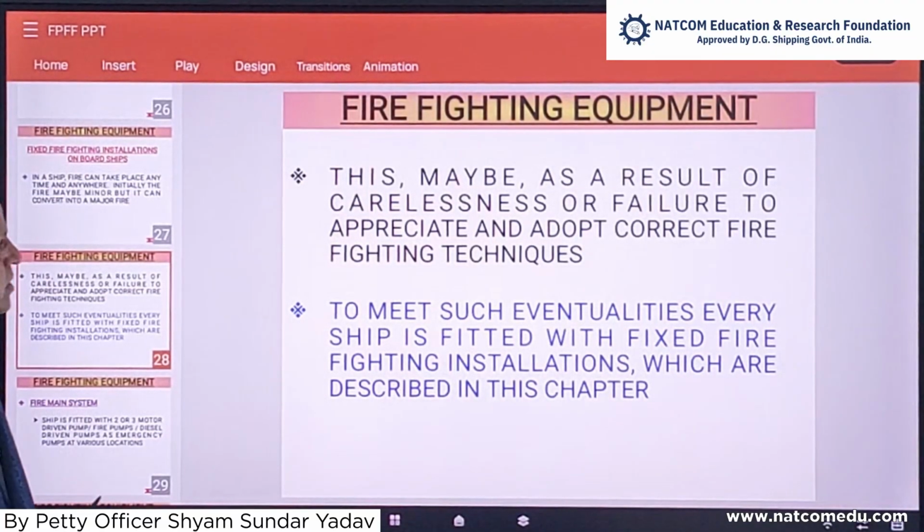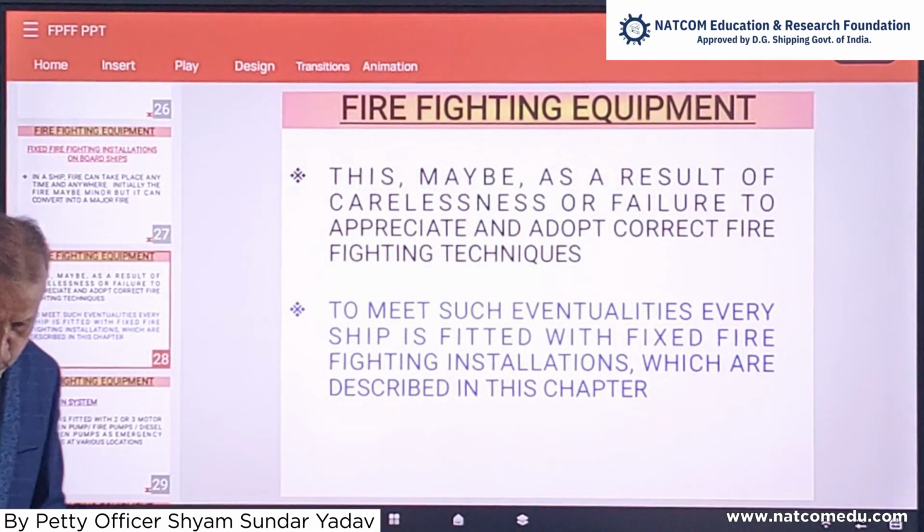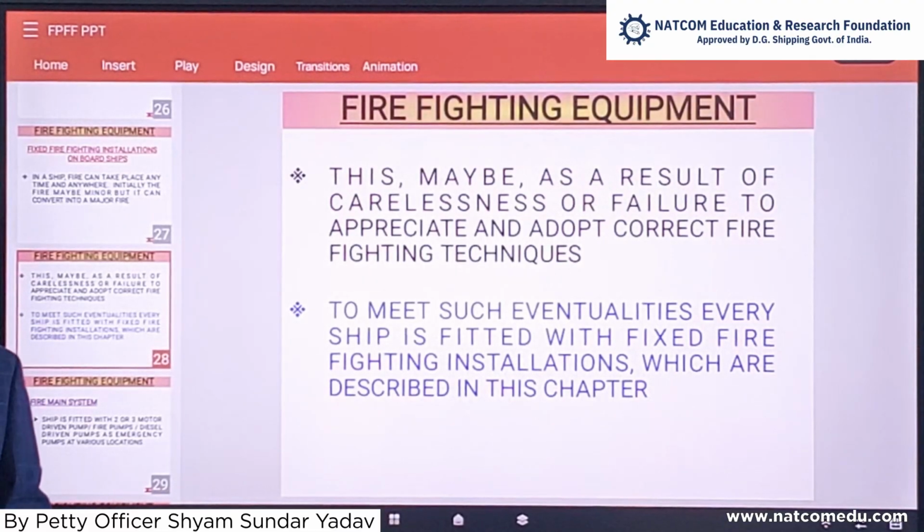So this may be the result of carelessness or failure to appreciate and adopt correct firefighting technique. तो आपको पता होना चाहिए, as I told you, correct technique. तभी आप you can fight with fire. And nobody is going to help you because at sea you are the only firefighter. If you don't know how to fight with fire, everybody will die.